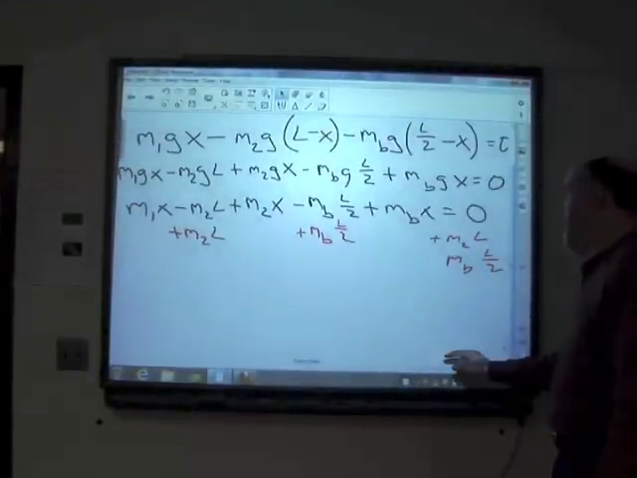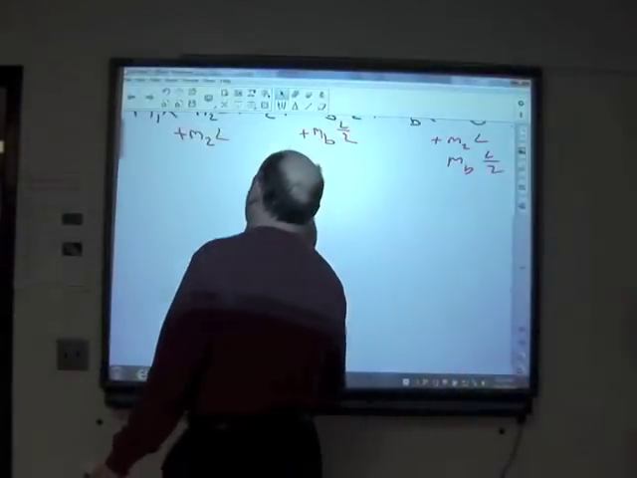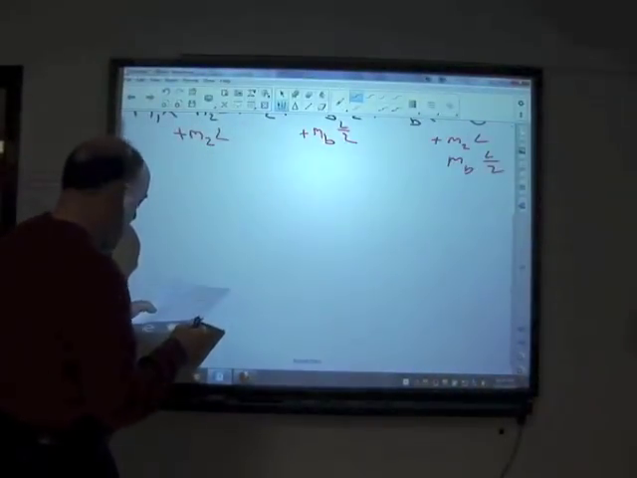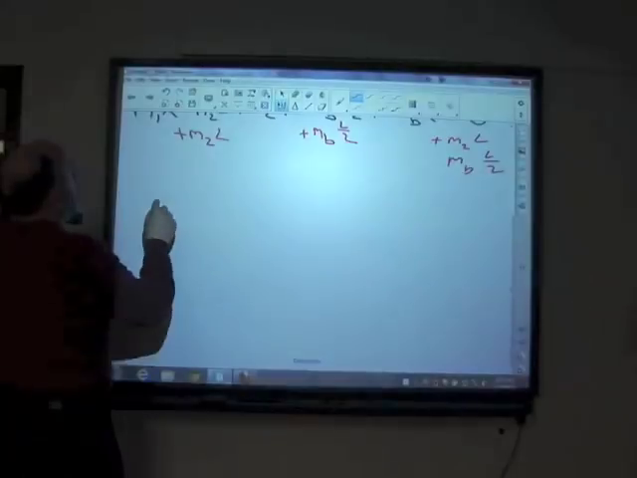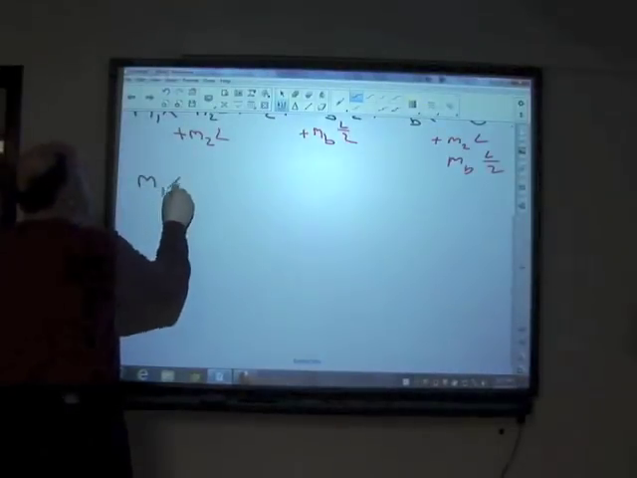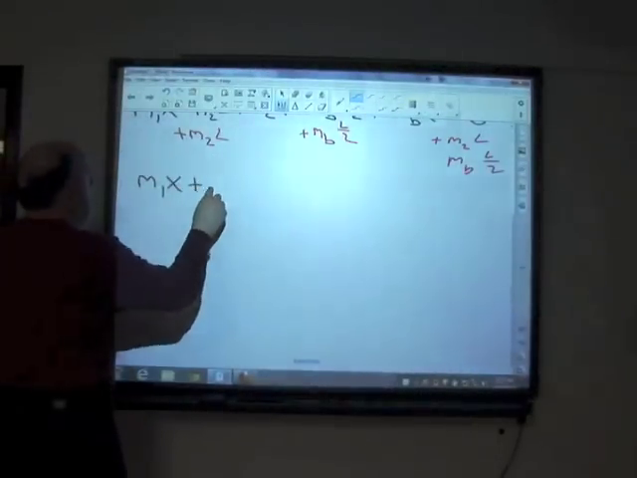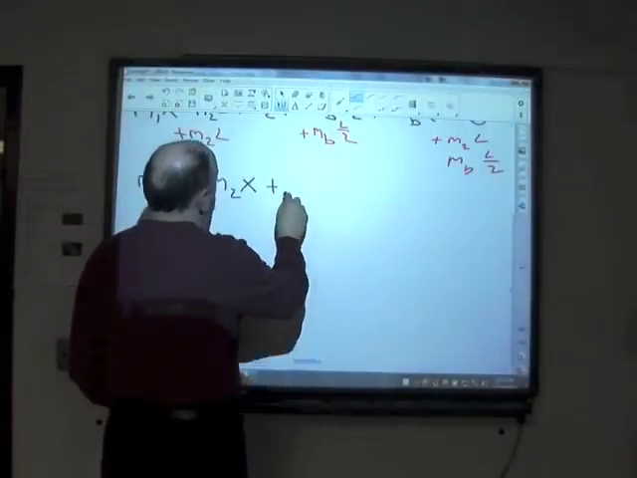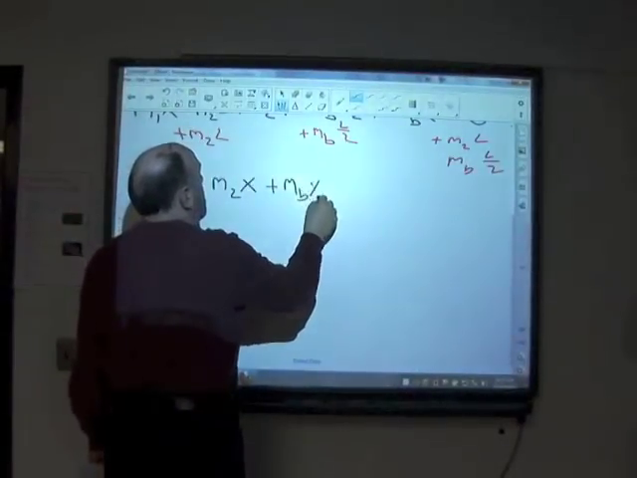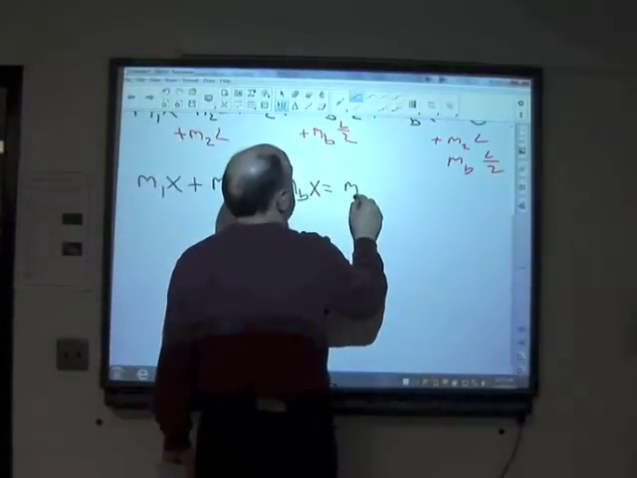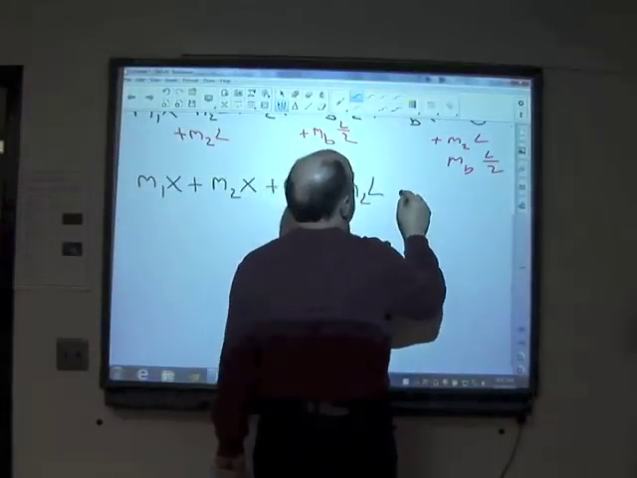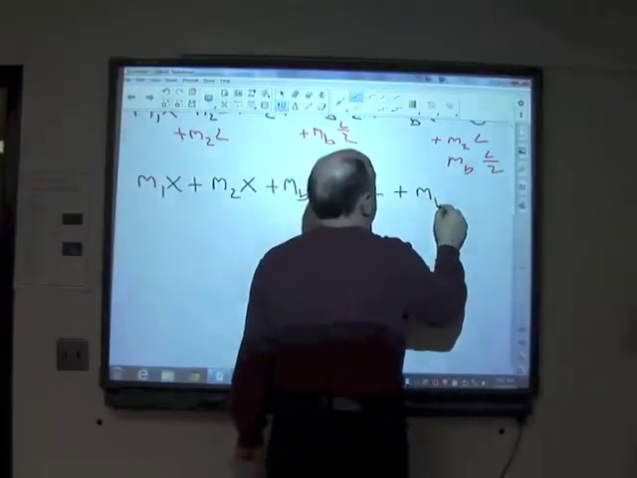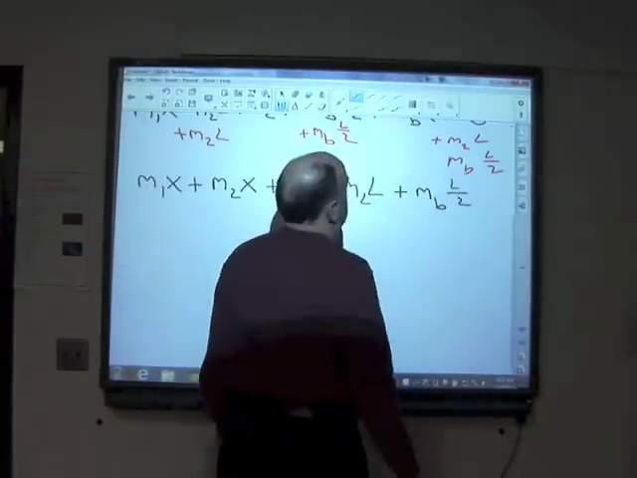And so when we do that, we end up that we get x and sub 2x mass of the board times x is going to equal M2 times L and the mass of the board, 2.